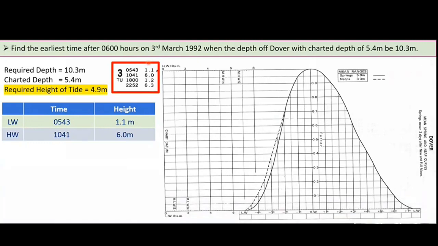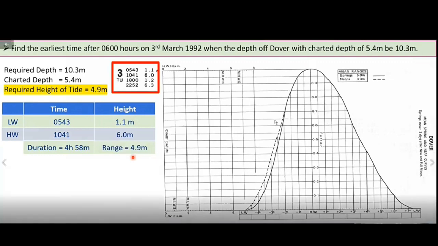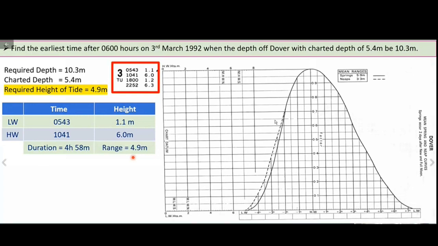We have high water at 1041 with height being 6 meters. Quickly, please get the duration of the tide. I'm sure you'll agree the duration is 4 hours 58 minutes. Likewise, please do get the range of tide. Range of tide is 4.9 meters. So beta, just write down these times and heights from your table. Don't look at the screen and copy it, no use.